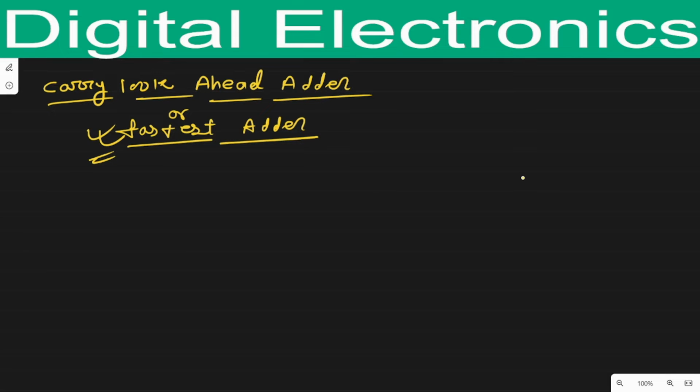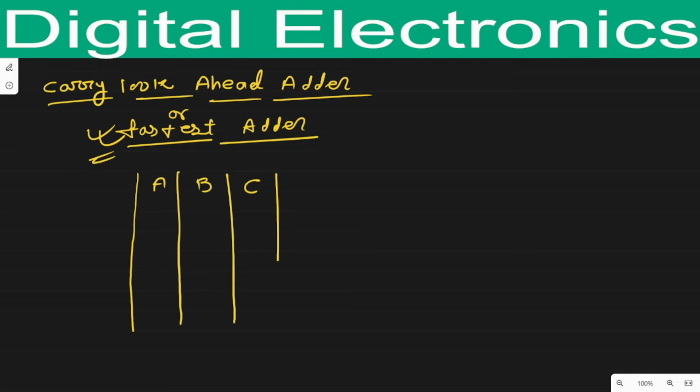To understand this look ahead carry adder, we need a table known as a truth table. So here I am making a truth table. This truth table is of a full adder. Here the inputs are represented as Ai, Bi, Ci, and the outputs are represented as Si and Ci plus 1.